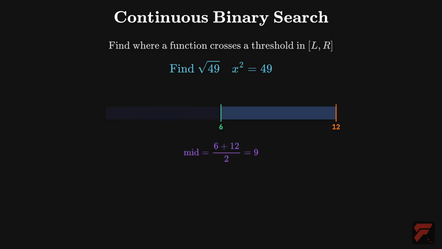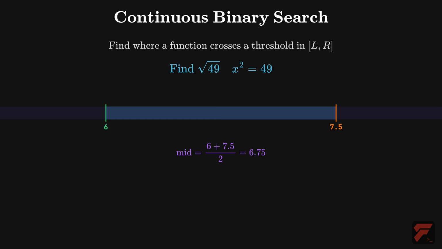Mid is 9. Square is 81. Above. R becomes 9. Same thing. R equals mid, not mid minus 1. Mid is 7.5. Square is 56. Still above. R becomes 7.5.